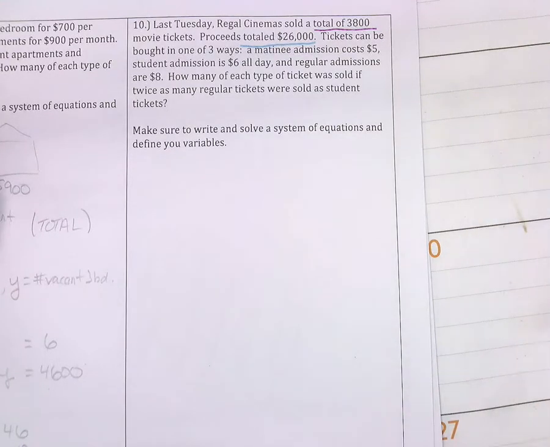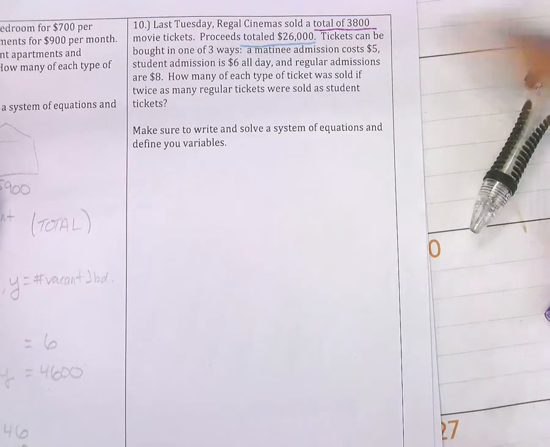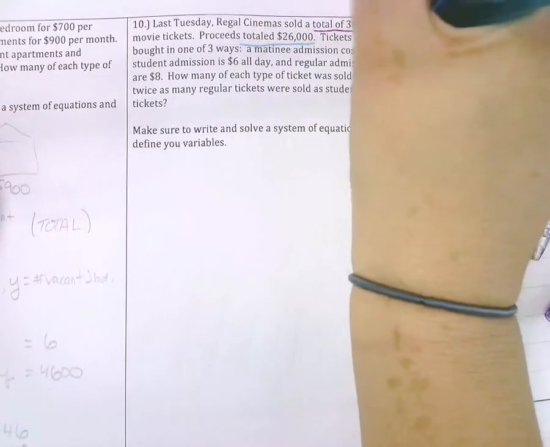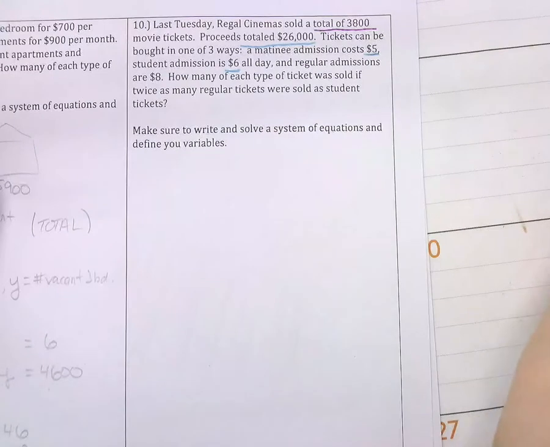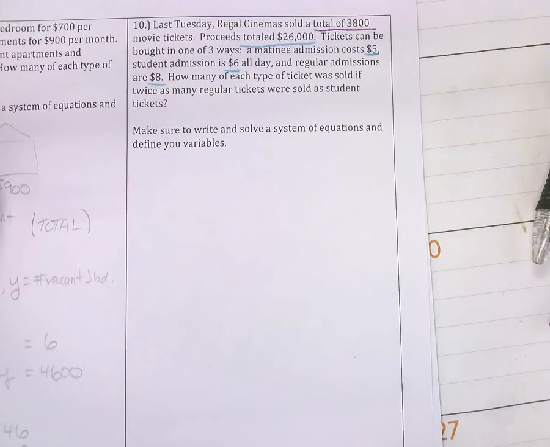Tickets can be made in one of 3 ways. Okay, this is a dollar sign, so I'm underlining it in blue. $5 for a matinee, $6 for student, $8 for regular. Just so you know, a matinee is when you go early and they discount it for you. Wouldn't you use green for money?